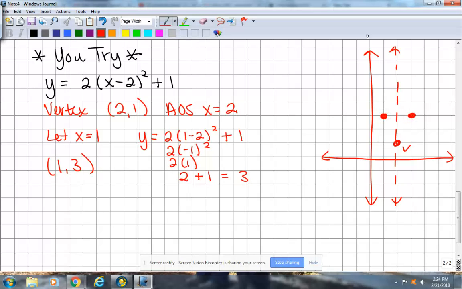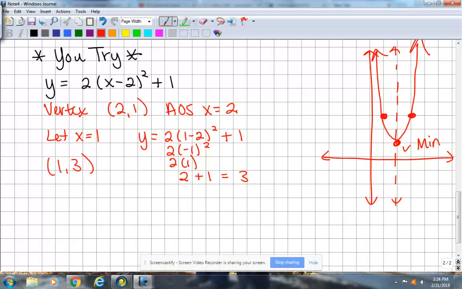So if you did 0, you're like touching the x-axis way up high, right? So anyway, your graph looks similar to mine, doesn't it? It's going to be long and skinny because that 2 in front of it makes it skinny. And this vertex is a what? Minimum.